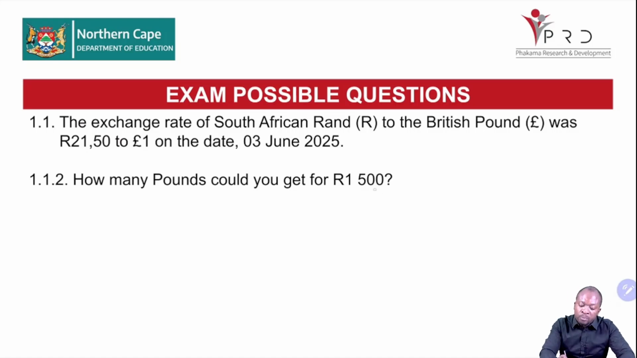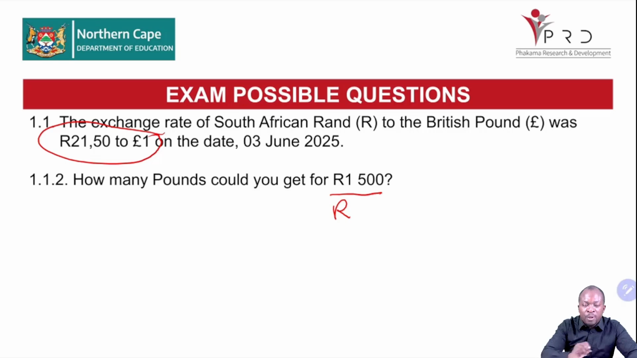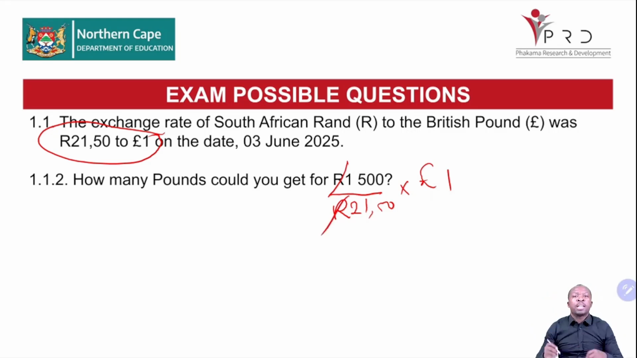Like this one. Do you see now our currency is R? So it means we must divide with R here from the exchange rate. Which of the two values has got R? The 21.50. So you write here 21.50. Then you times it by the other currency, which is the pound 1. Immediately you cancel out those two values which are divided.